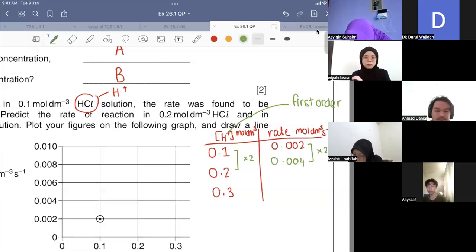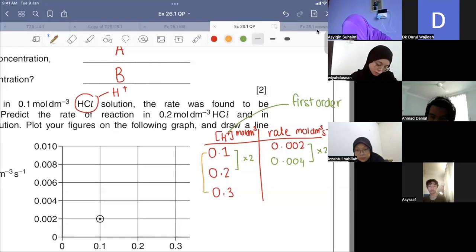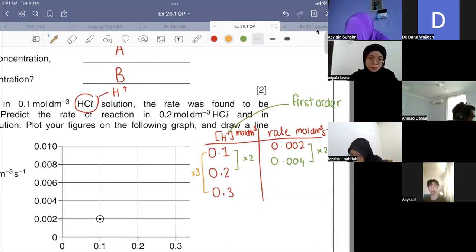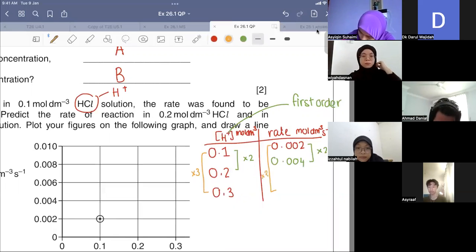Okay, same thing for if my concentration increases from 0.1 to 0.3, that's an increase by a factor of 3. If you're wondering how I know that, this one is a nice number, so I can do it really quickly. Okay, later on, you will see where the increase may not necessarily be a nice number. Okay, so if my concentration increases by 3, my rate would also increase by 3. So I just multiply it.